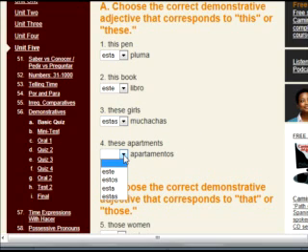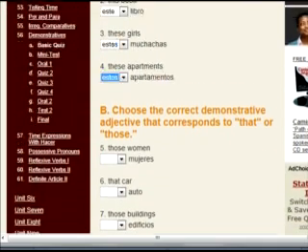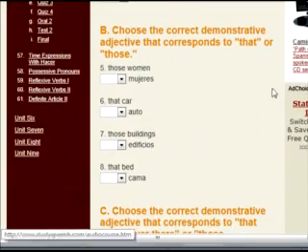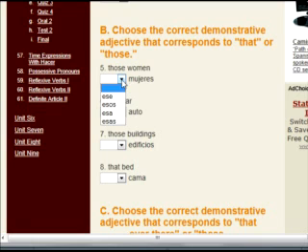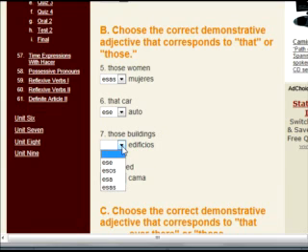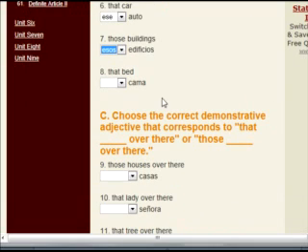These apartments, estos apartamentos. Okay? And those, of course, were this and these. Now we're going to that and those. Esas mujeres. Women is feminine, although it ends in an E. That car. Ese auto. These buildings. Masculine, plural. Esos edificios. That bed.